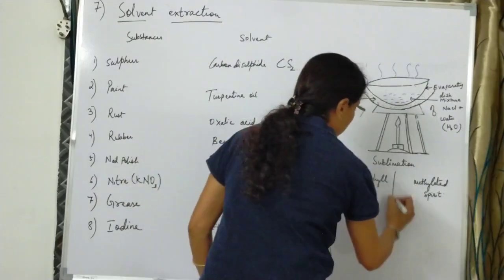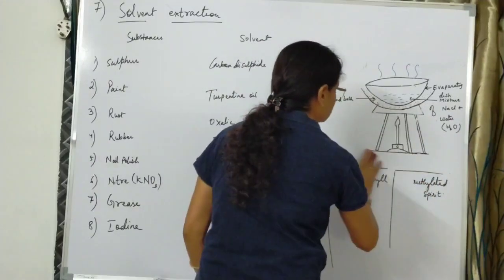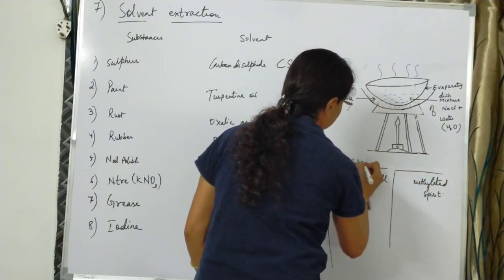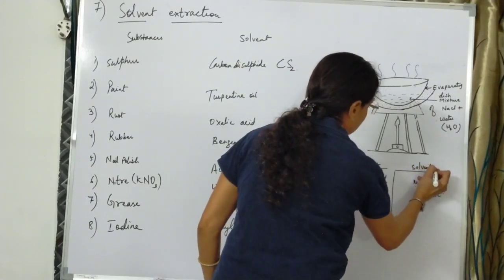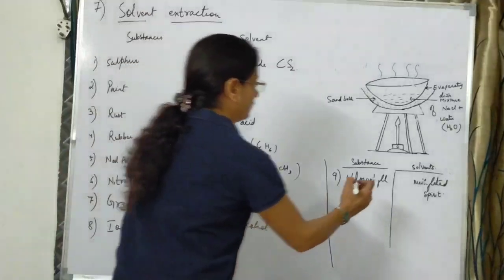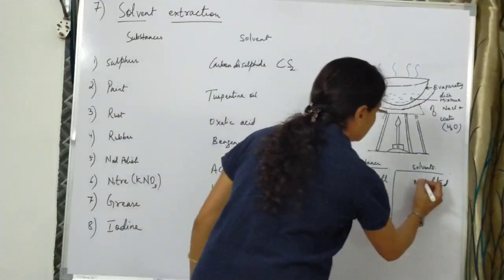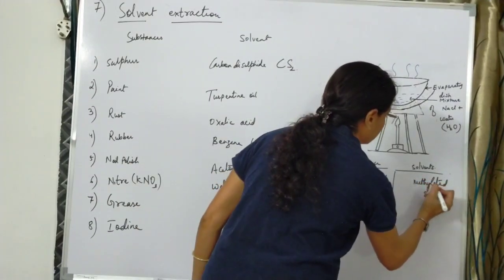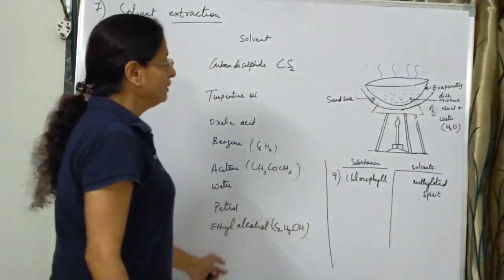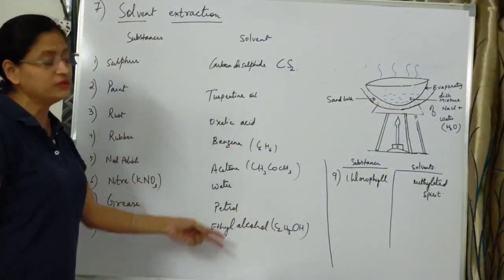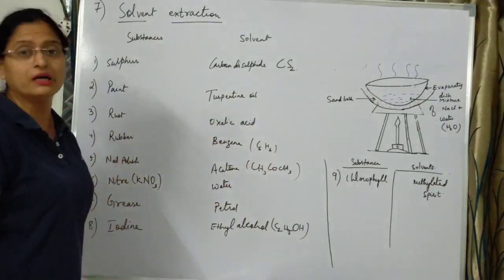Okay, so in this way, by the use of these different solvents, here you can write down substance, and these are the solvents. So by the use of these various solvents, the process of separation can be done. See that you learn the names of these substances along with the solvents. You should be knowing which substance is soluble in what. So see that you learn this.